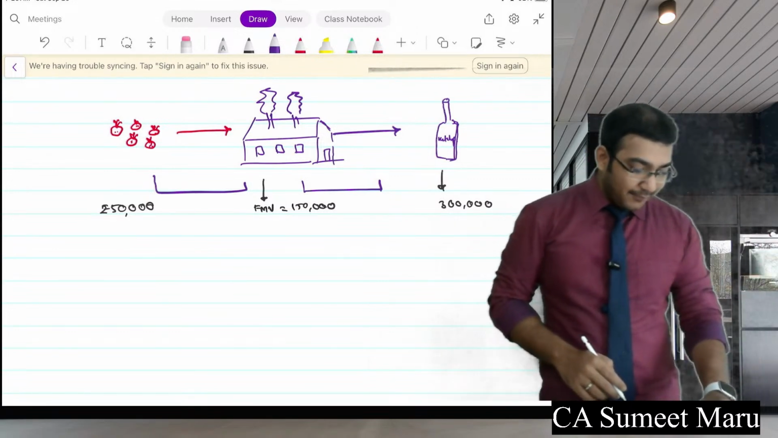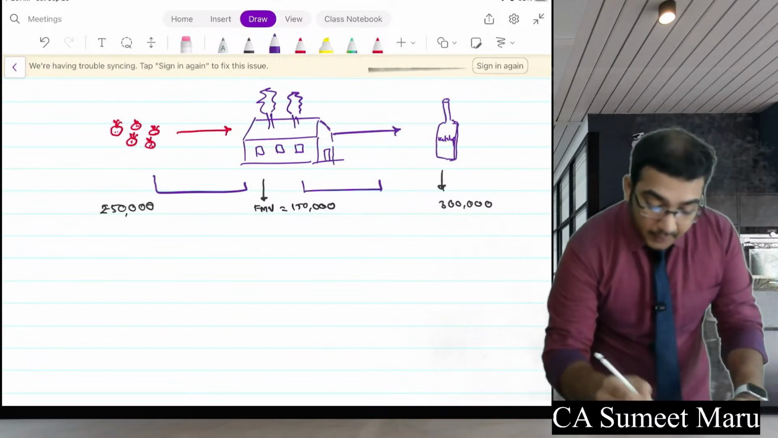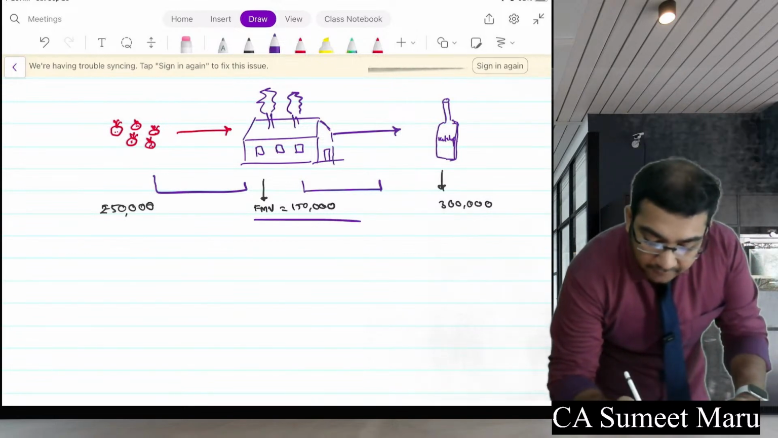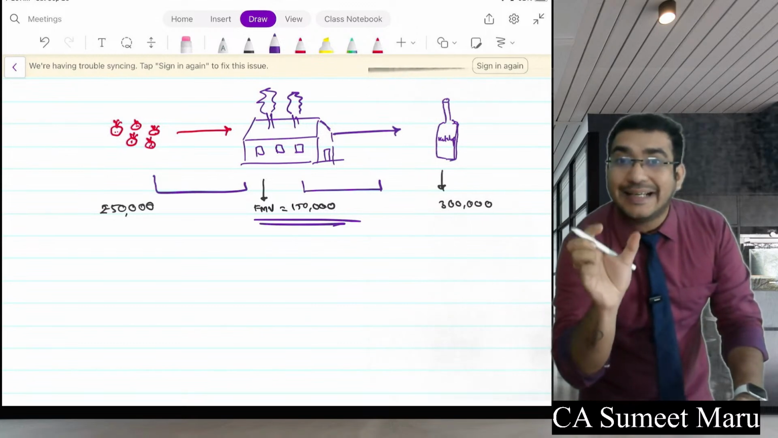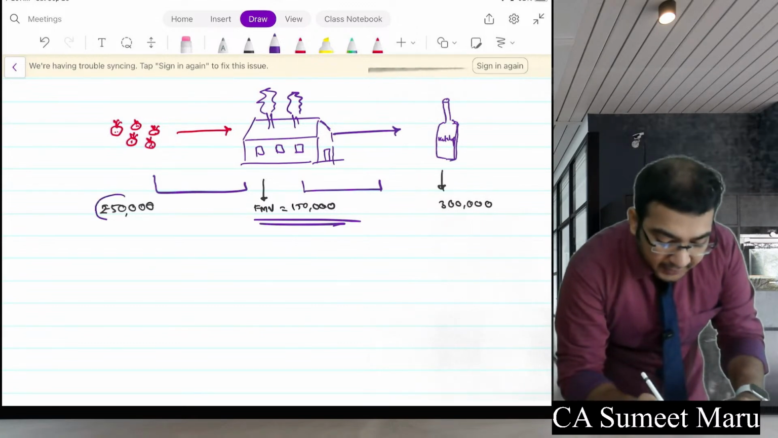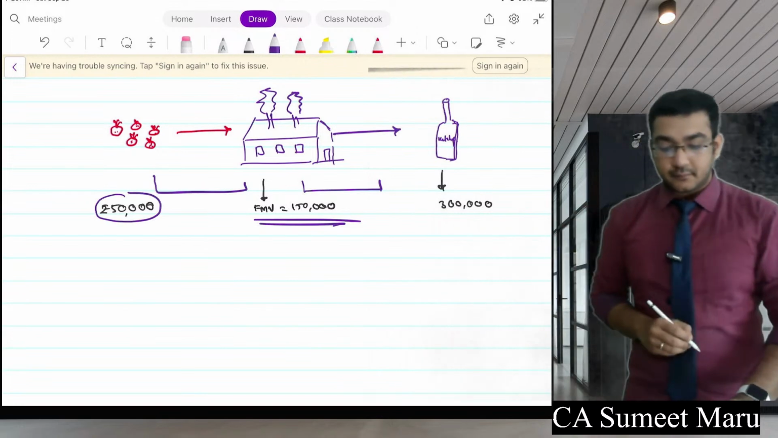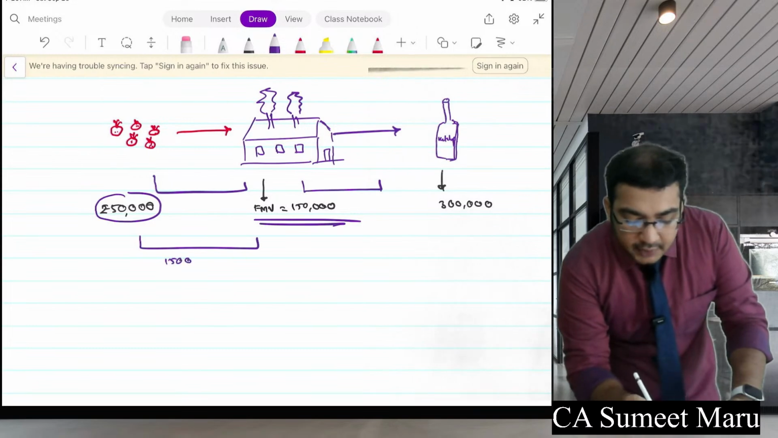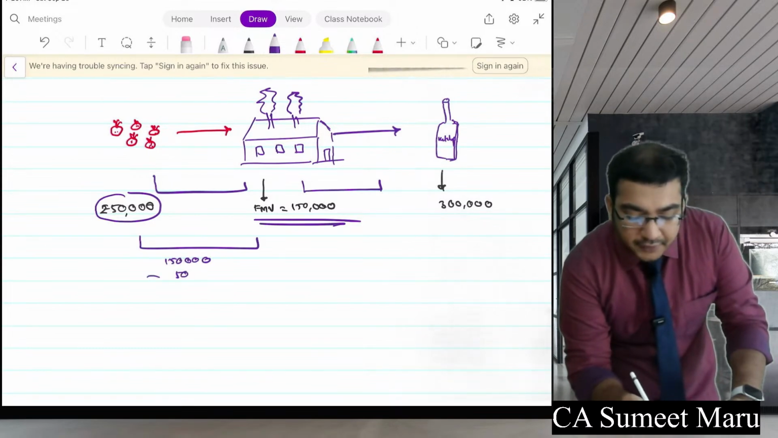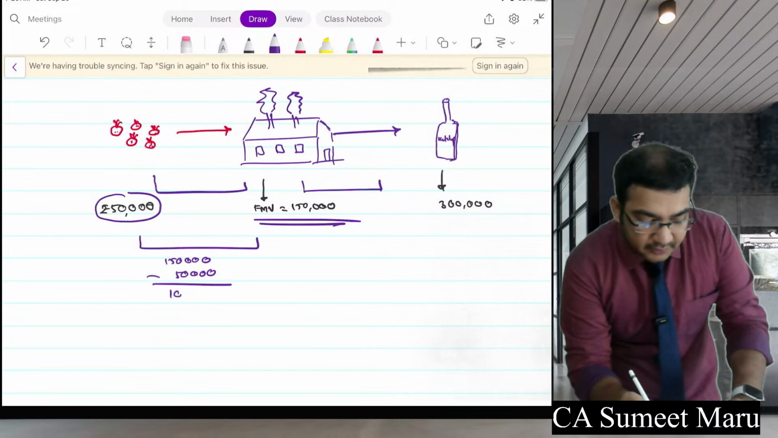No, guys, how come 1,50,000? Pay attention. 1,50,000 is the fair market value. I'm asking you agriculture income. You have spent 50,000 producing it. So your agriculture income is 1,50,000 fair market value minus 50,000 which you spent producing it. It is 1 lakh.